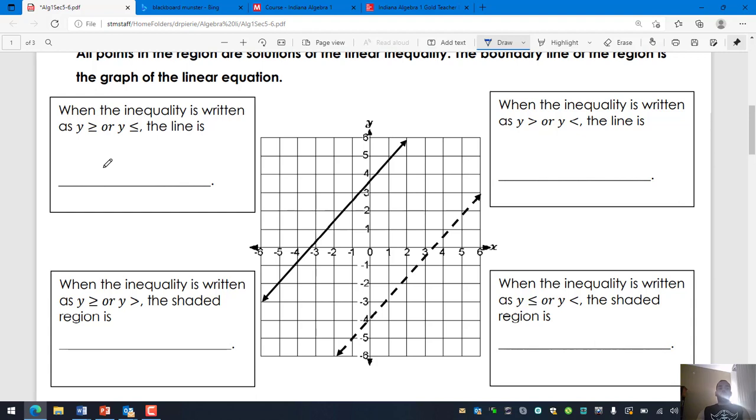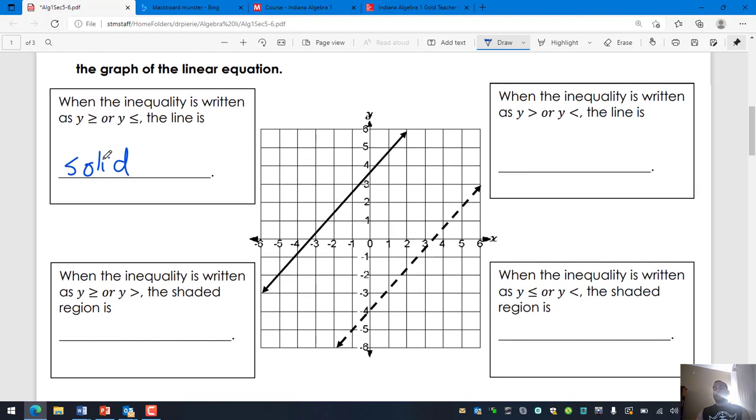When the inequality symbol is written as greater than or equal to or less than or equal to, either one of the signs that have a line underneath it, the line is going to be solid when we graph it. We're going to graph it just like a linear equation, but we're going to make sure that it's a nice solid line. In contrast, if the inequality is greater than or less than, the line that we draw is going to be dotted, similar to the one we see down here.